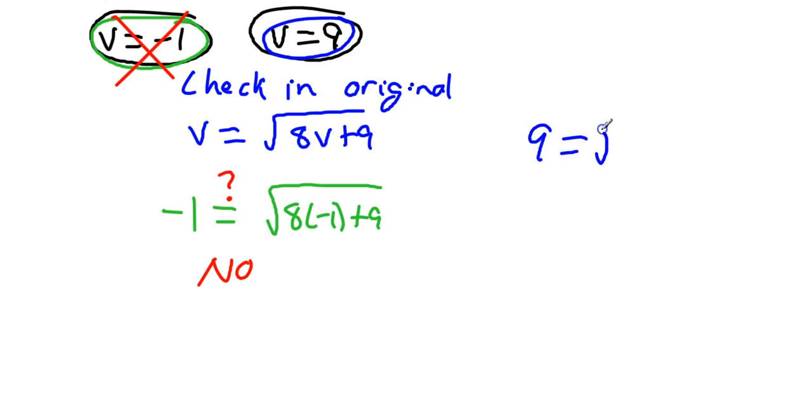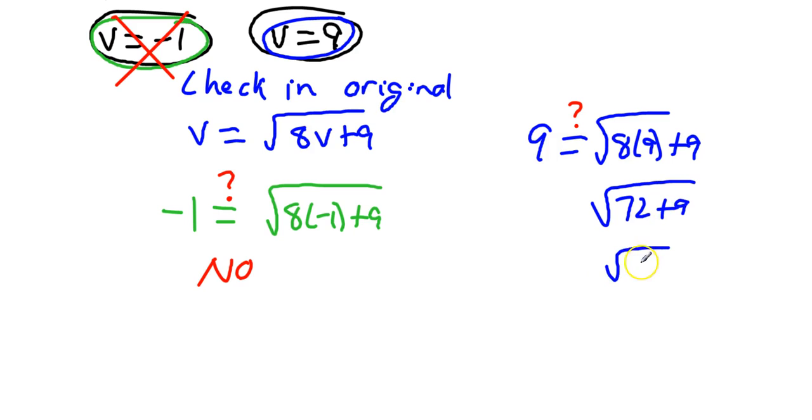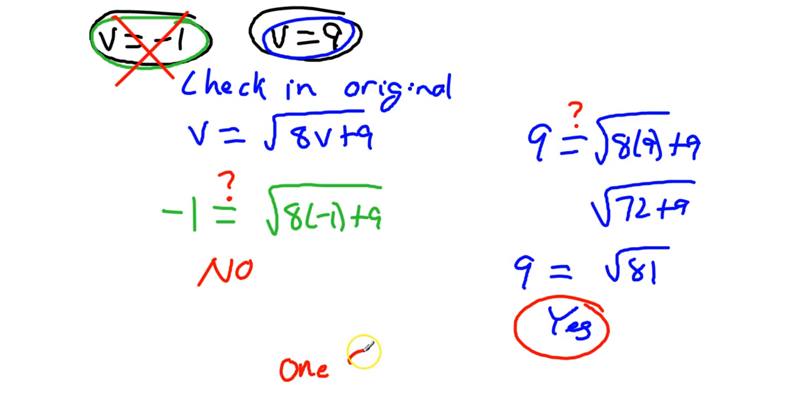If you check the 9, does 9 equal the square root of 8 times 9 plus 9? That's a positive answer. If you want to check it just to make sure, that is 72 plus 9, which is 81. Does the square root of 81 equal 9? Yeah, it does. Okay, so for this one, you only have one solution. And that one solution is v equals 9.